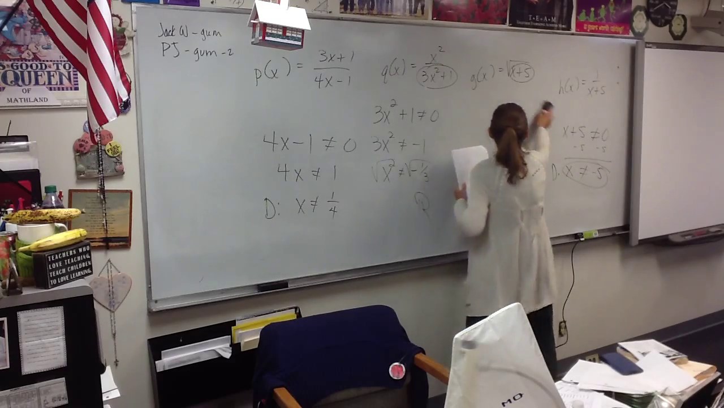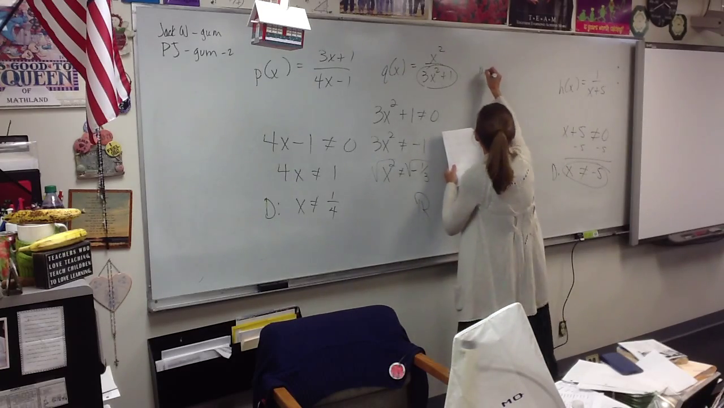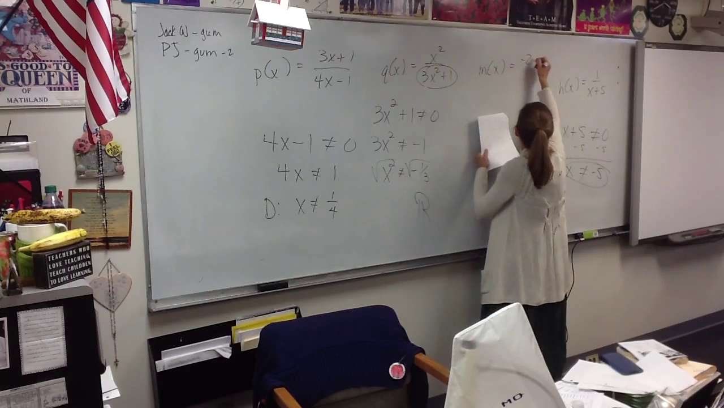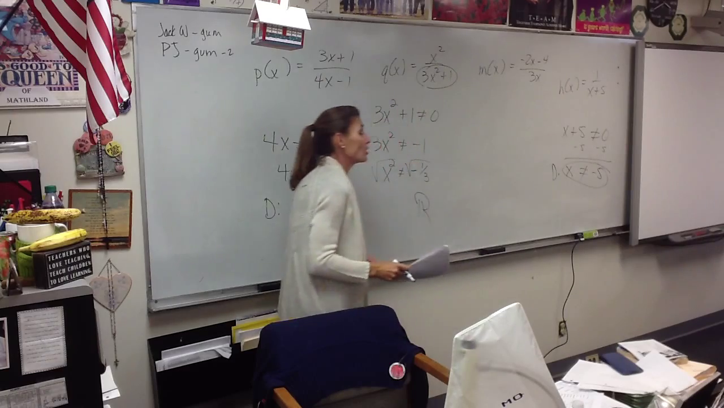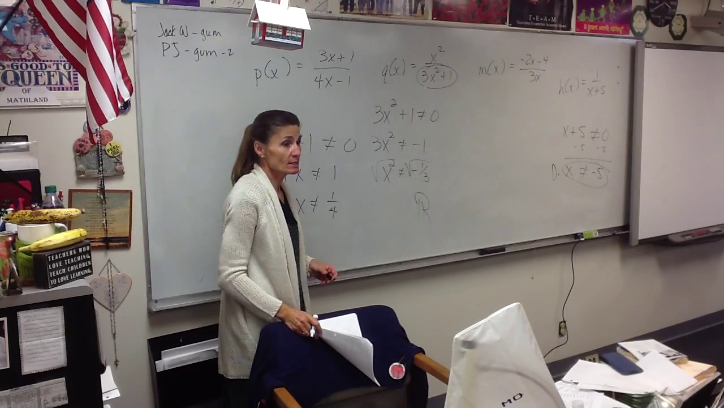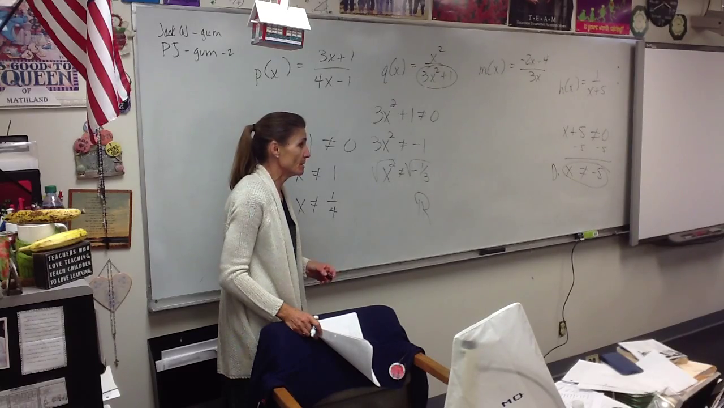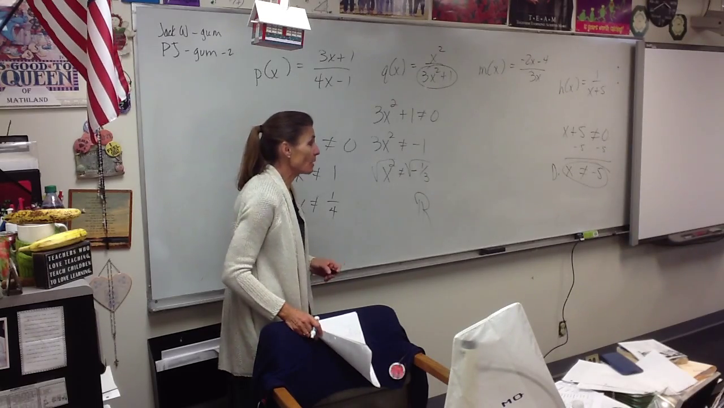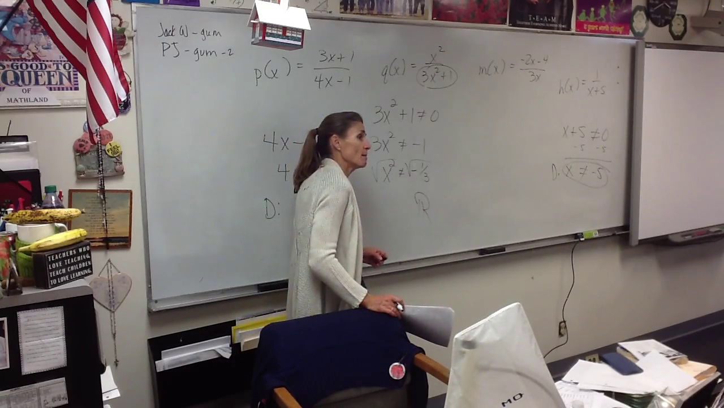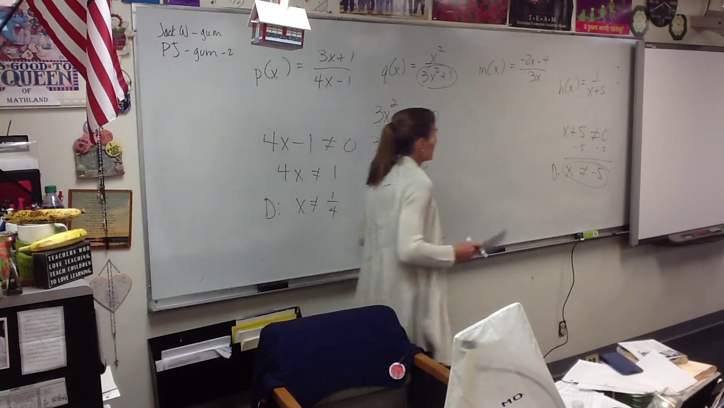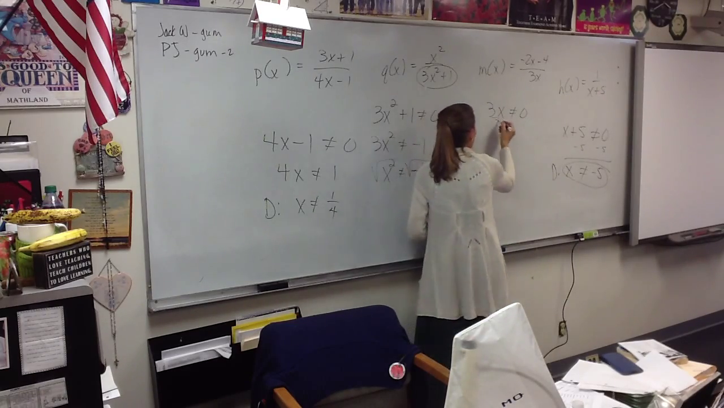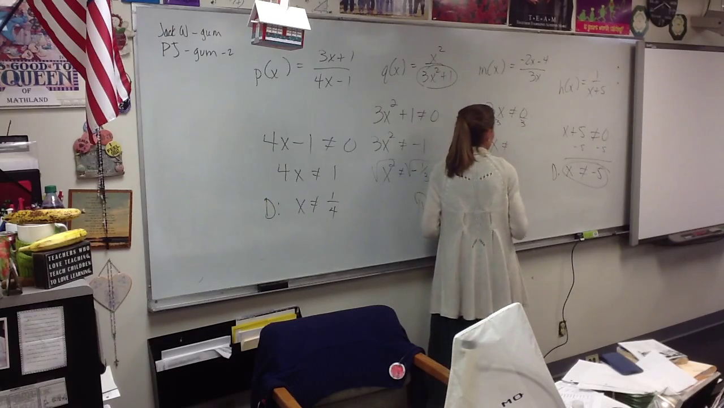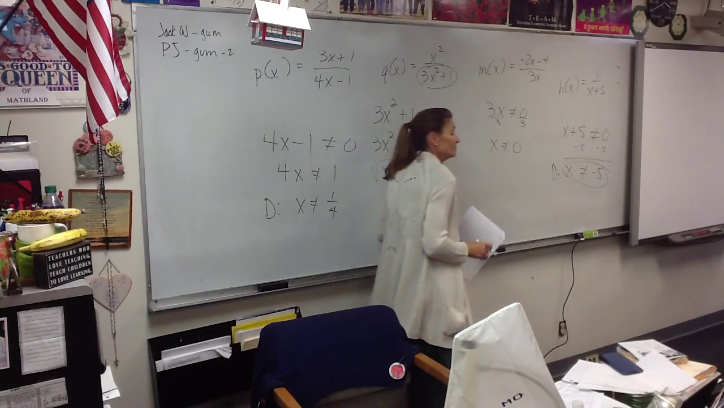F. This is not a trick problem. Which part of the fraction am I interested in always? The denominator. I don't care about the numerator. It's irrelevant. Where domain is concerned, I want denominators and radicals. That's all I have to pay attention to. No radical, but the denominator cannot be 0, which means what's my domain? X cannot be 0.